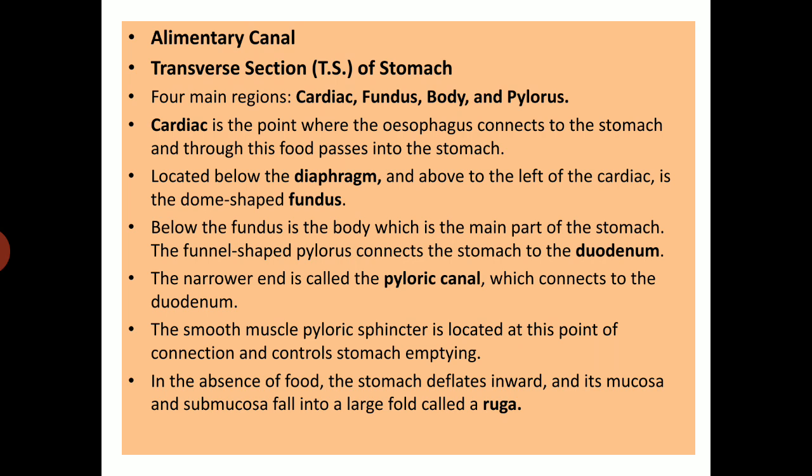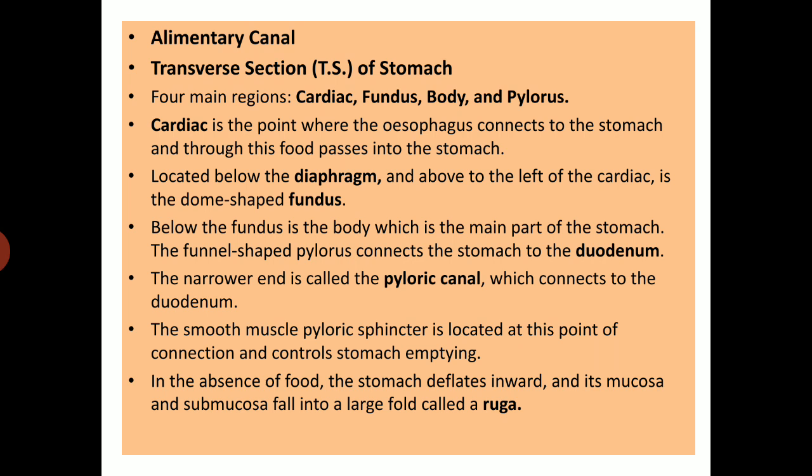So there are many different layers present in the stomach, which we are going to see now. And basically, the important thing is that you have to remember the names of these layers. In the transverse section of stomach, there are four parts of the stomach. They are cardiac, fundus, body, and the pylorus. Cardiac is towards the esophagus, and the pylorus is towards the duodenum.